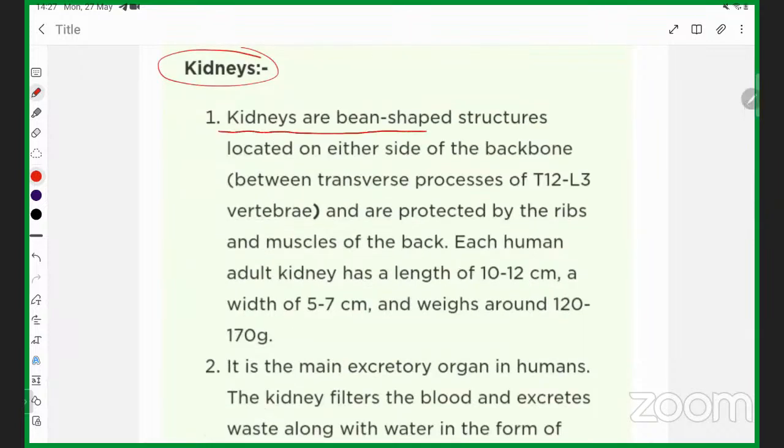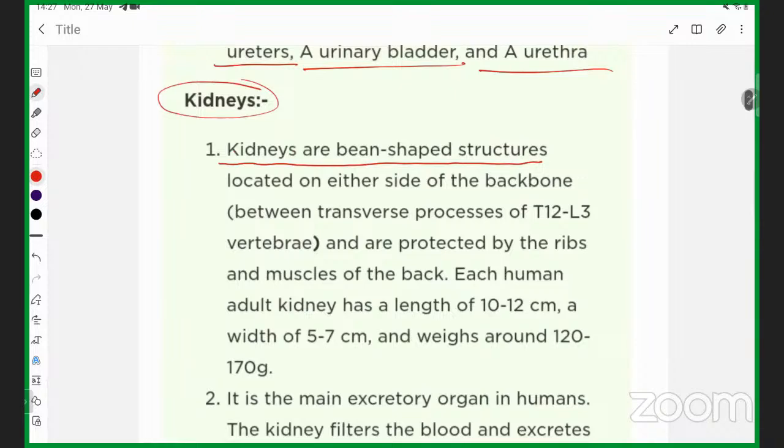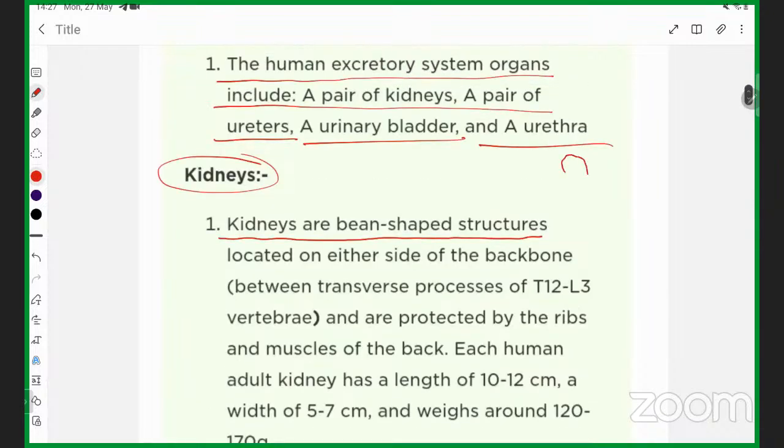Kidneys are bean-shaped structures, students. What is a bean-shaped structure? The kidney is like this shape. Bean-shaped structure, and a pair of kidneys is present in the human being. The pair of kidneys, they are connected.